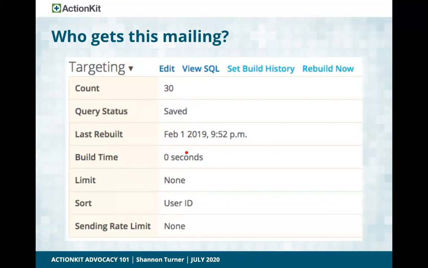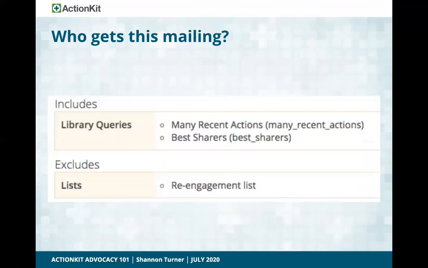If I scroll down, I can review who will receive this mailing. Right now, this shows that my targeting will send to 30 people. And if I take a look at my includes and excludes, I can make sure that this looks right and that it aligns with what I expect my targeting count to be. So I look, yes, my includes and my excludes, that looks about right to be 30 people. Okay, great.